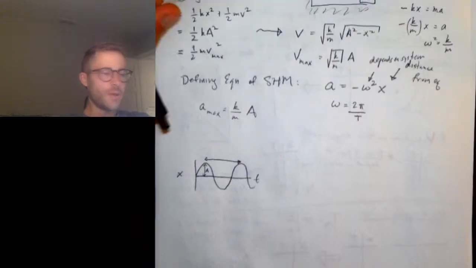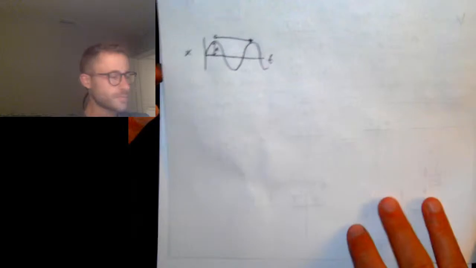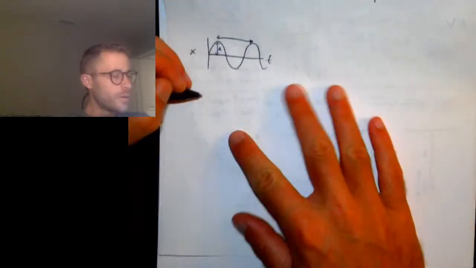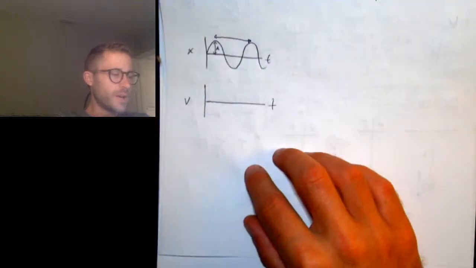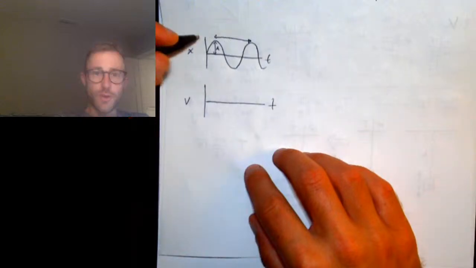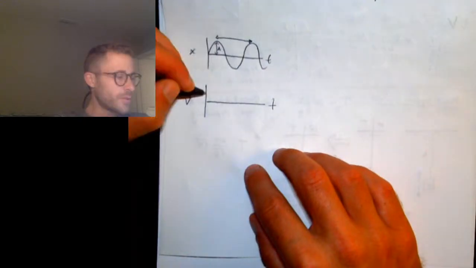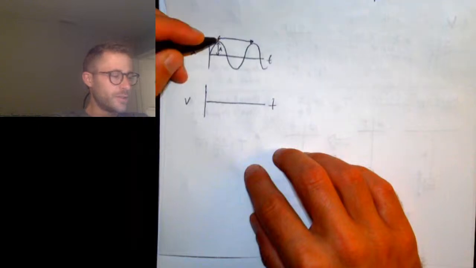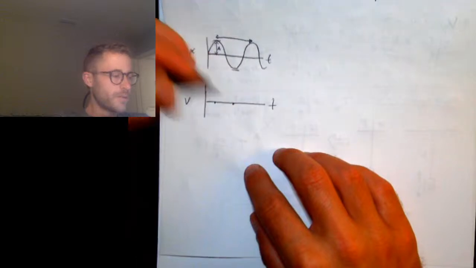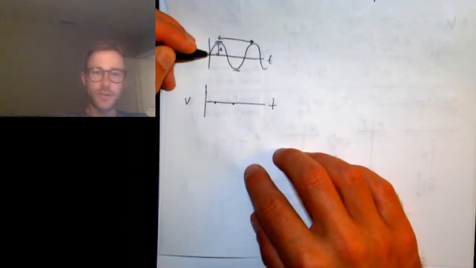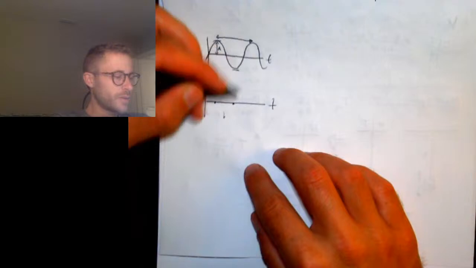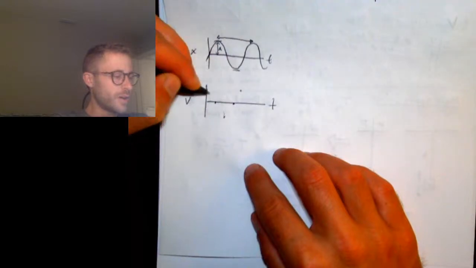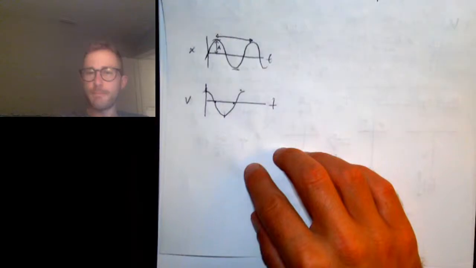So let me talk about motion graphs a little bit. So just to remind you, the velocity is going to come as the slope of the position graph. So what I recommend doing is finding the spots where the velocity is 0. So that would be this point, this point. Finding the spots where the velocity is positive. Here it's negative. Here it's positive. And then just connecting the dots with a smooth line. Okay?